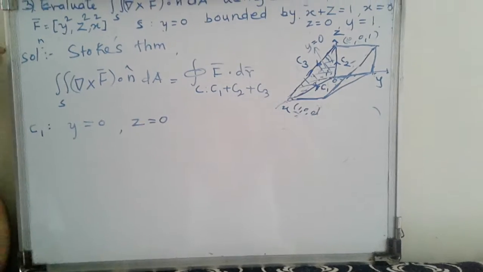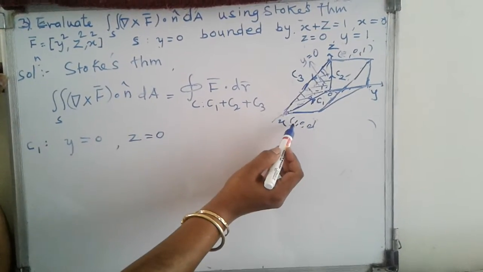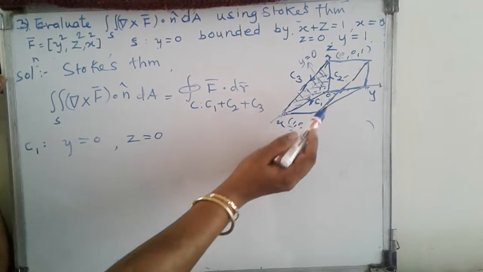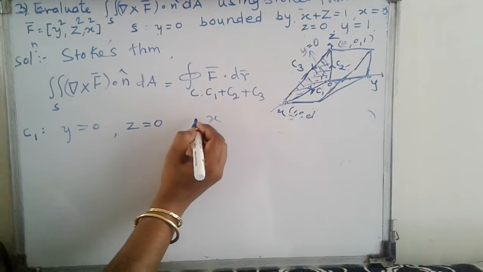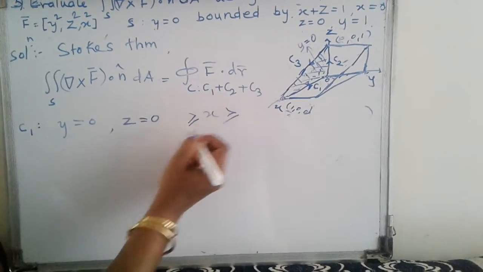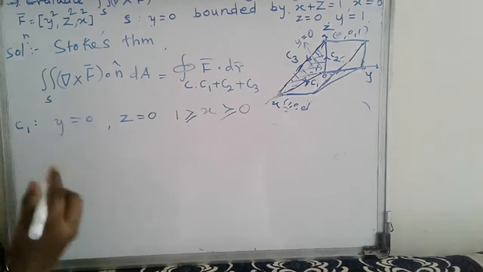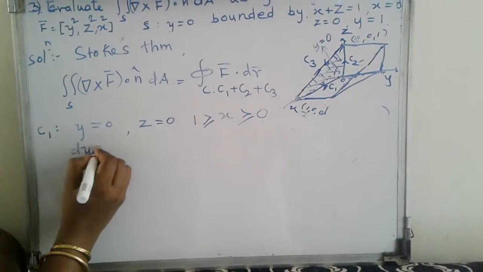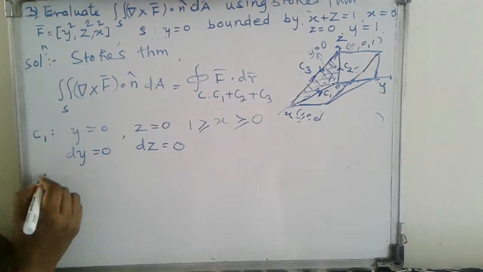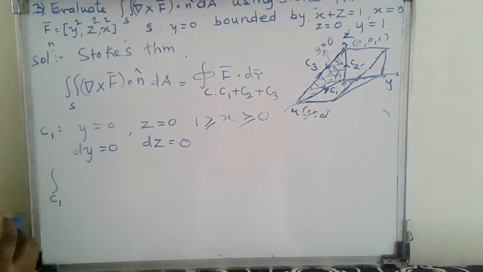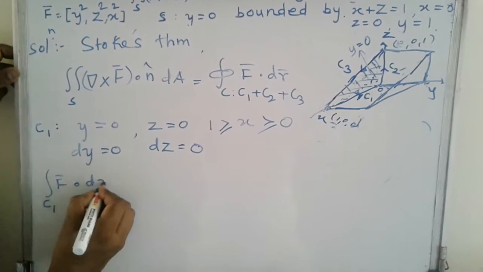Where x is bounded between, see, this is the point on the x-axis, that is (1, 0, 0), and this is the origin. So x is bounded between 1 and 0, and mathematically we write this statement as x varying from 1 to 0. Therefore dy is equal to 0, dz is also equal to 0. And now let us evaluate the line integral along the open path C1 of f bar dot dr bar.